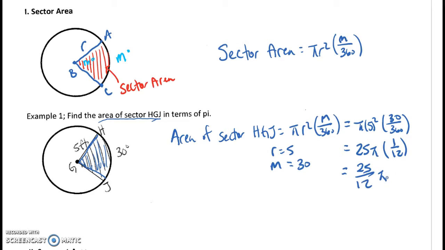Again, this is area, so it's going to be square units. All right. So again, leave your answer in terms of pi as an exact answer. Reduce that fraction. Okay? And that is sector area.